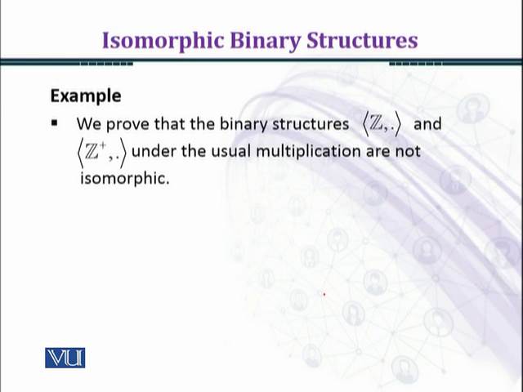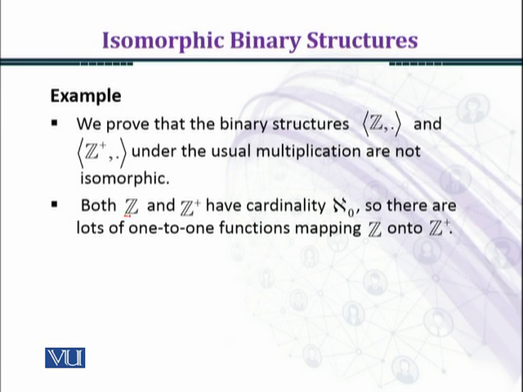Now we are considering some more examples. We proved that the binary structure set of integers under multiplication and set of positive integers under multiplication are not isomorphic. One can see that the set of integers and the set of positive integers have cardinality aleph null. So there are lots of one-to-one function mappings from Z onto Z plus.